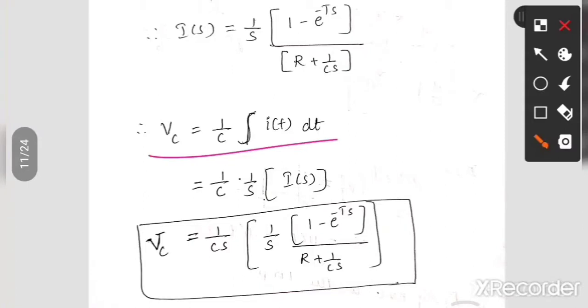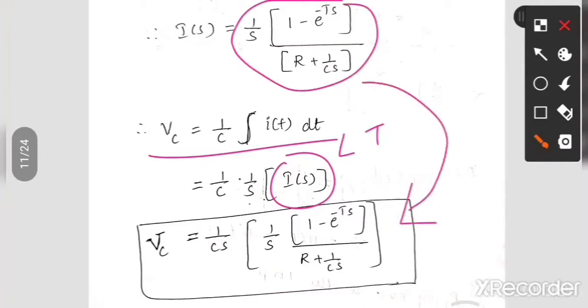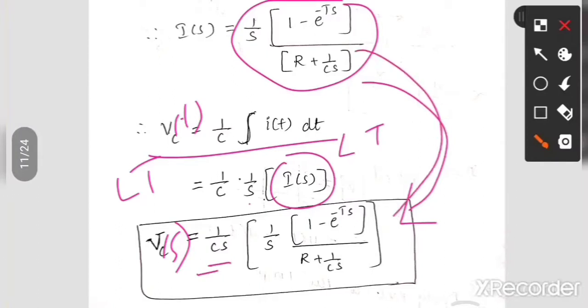So let's take its Laplace transformation. Then it will be 1 over cs into I of s. Whatever I of s we have, you have to substitute here. That's it. This is Vc of t. This is Vc of s after taking Laplace transformation, equal to 1 over cs into I of s. Same thing. That is 1 by s, 1 minus e raised to minus ts divided by r plus cs.